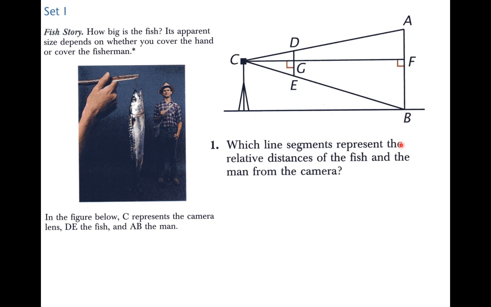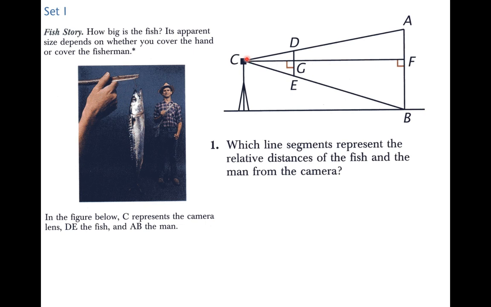So we asked some questions about the diagram. You have to identify certain parts. Which line segments represent the distances of the fish and the man from the camera? So there's the fish, there's the man. Which one are distances? Well, it wouldn't be CD because that's not perpendicular. So CG is the distance from the camera to the fish, and CF, the camera to the man.